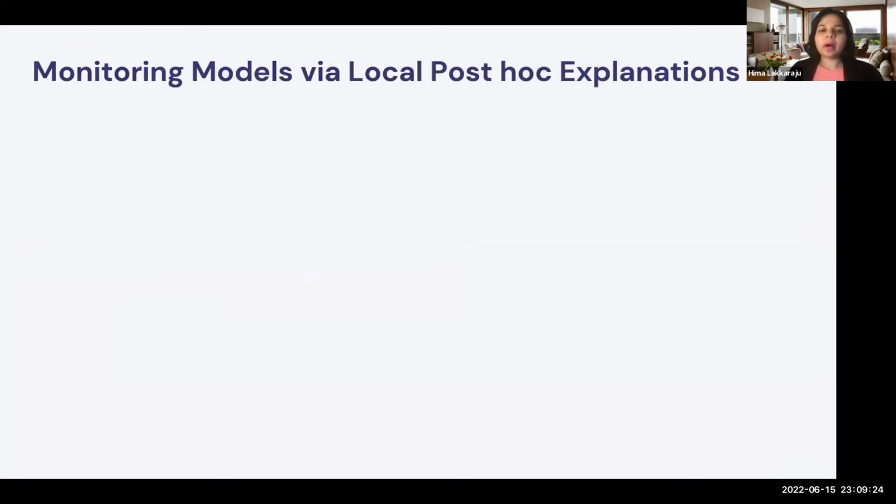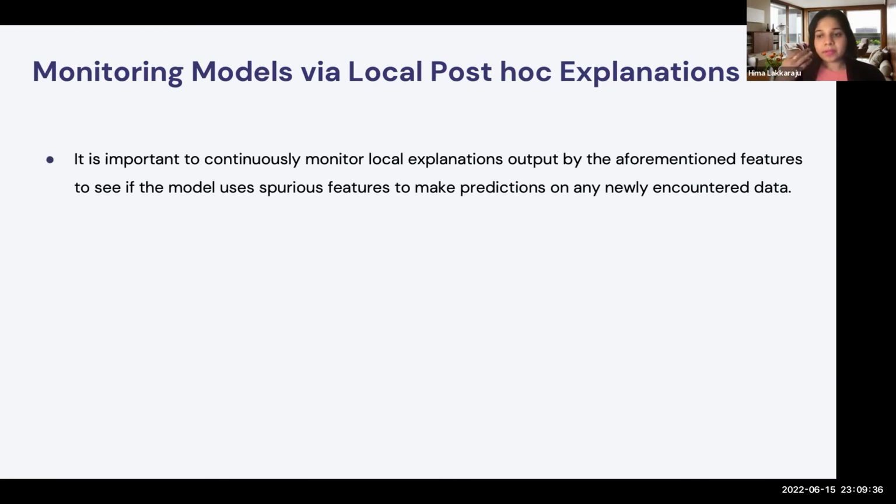Okay. Now, given that these are different kinds of post hoc explanations and local post hoc explanations, how can we monitor models using these kinds of explanations, right? So first of all, hopefully the depth of information that these explanations can give us about model behavior convinces all of us that it is important to continuously monitor local explanations output by the aforementioned feature attribution based methods to see if the model uses spurious features to make predictions on any newly encountered data, right?